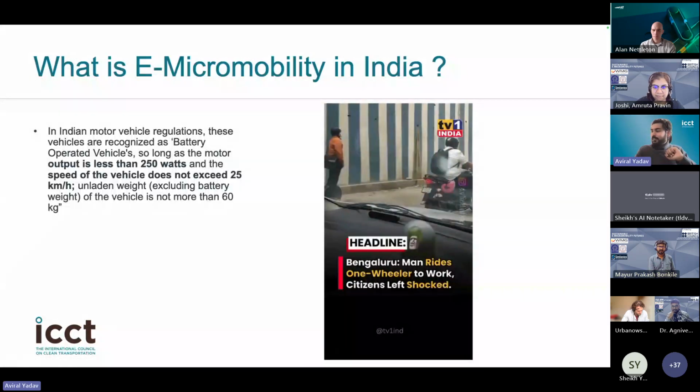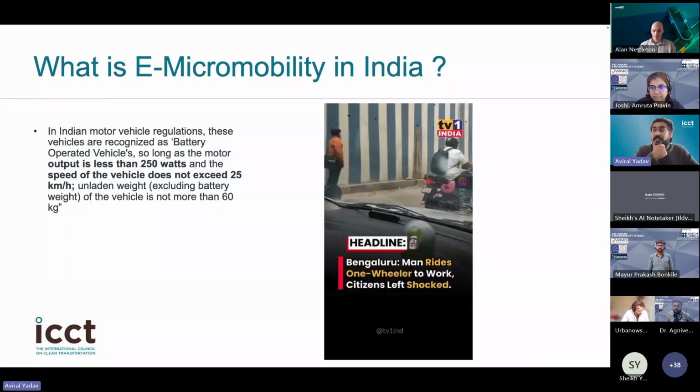Nice. And in case it didn't play, there's this man who is riding a unicycle. That is also one of the, I would say, micro mobility vehicles, from his home to his office, and it somehow became news. And this video kind of covers most of the things I'll be talking about.